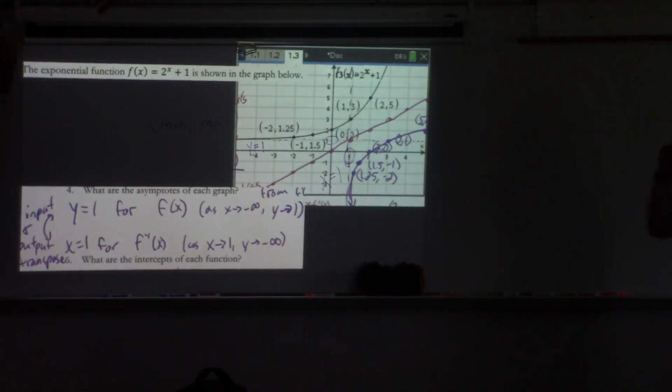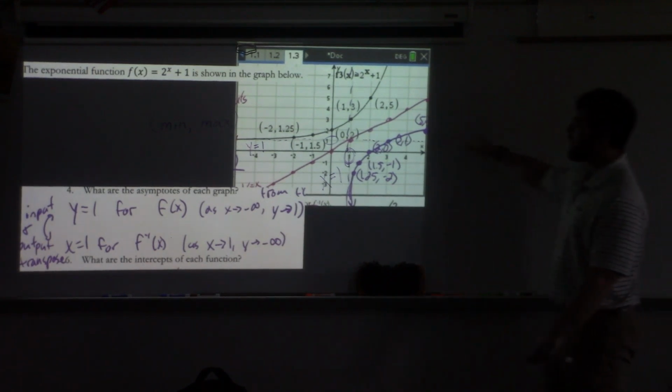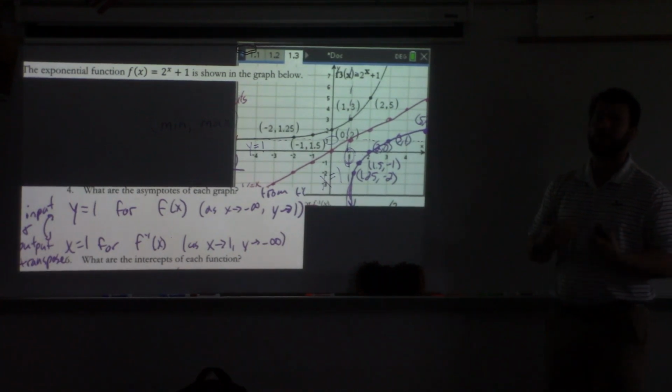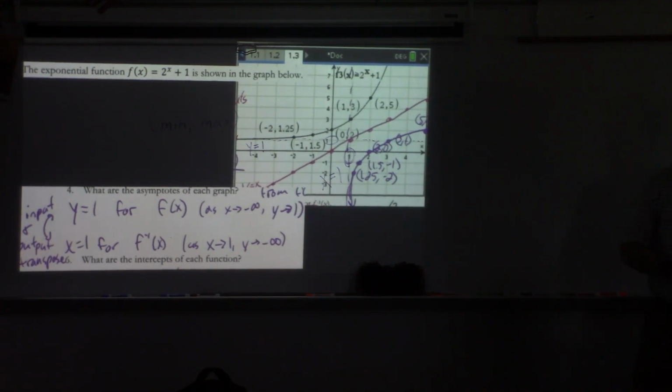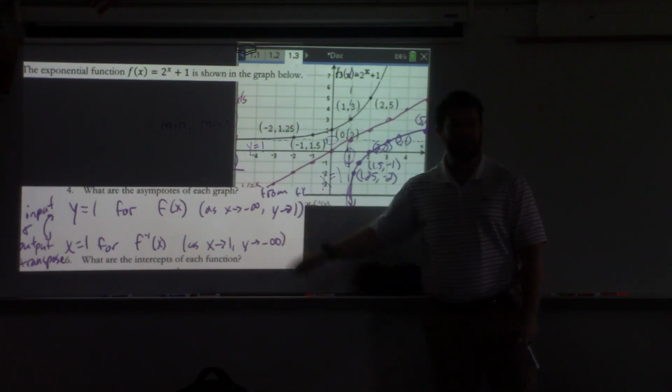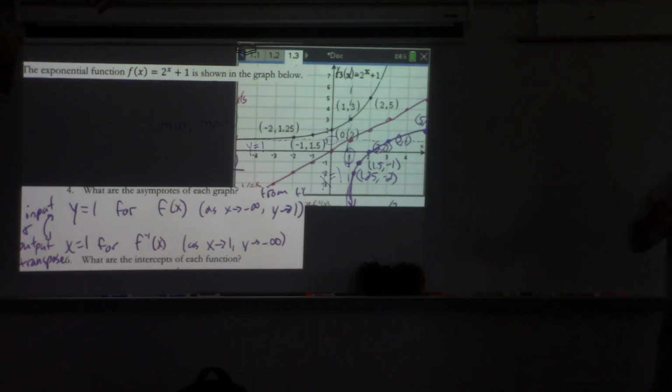Number 4, what are the asymptotes of each graph? Notice, this is a big part of what informed my domain and range, what informed me of the graph for this function for the inverse. We want to pay attention to those asymptotes. What would our function be approaching? What line is it approaching at infinity? Notice what I used to somewhat justify the end behavior. That end behavior is literally what an asymptote is: what the function approaches at infinity.